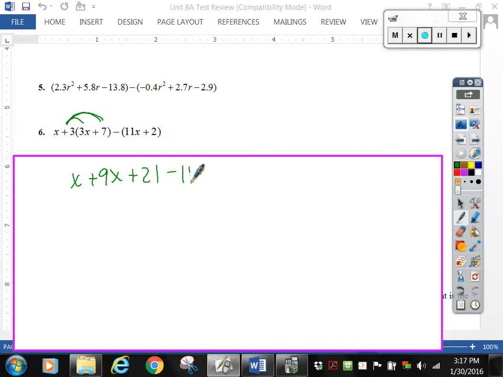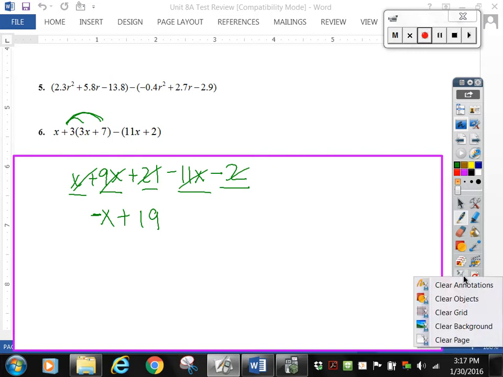Here I'm going to change the sign of everything in the second polynomial, so that becomes minus 11x minus 2. Now I'm going to collect like terms. x plus 9x is 10x. 10x minus 11x is minus x. Now I have 21 minus 2, and that becomes plus 19. So if I cross out all the ones that are underlined, I can tell that I've used all of my terms.